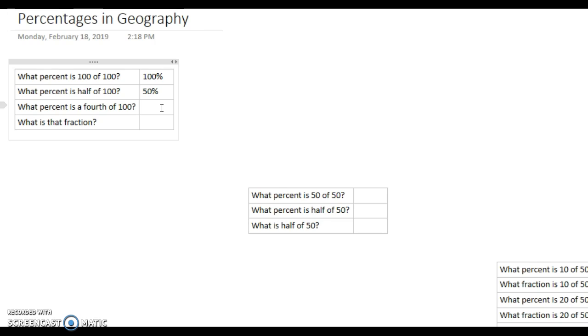Okay, so if we take 100 and we divide it into 4 equal pieces, think money a little bit here because that's going to help. That means that you have 25 out of 100, which is 25%. So remember, anytime that's out of 100, that's your percentage.